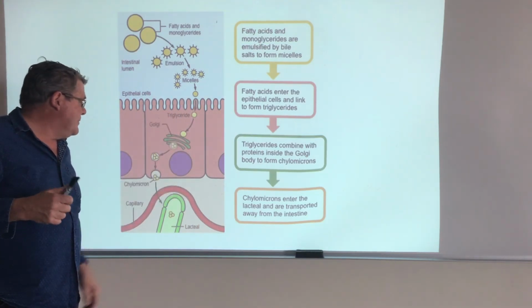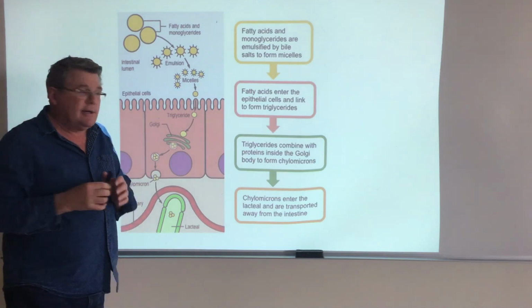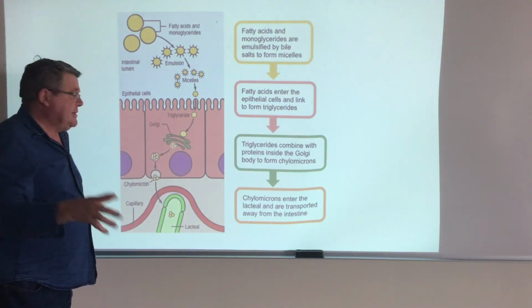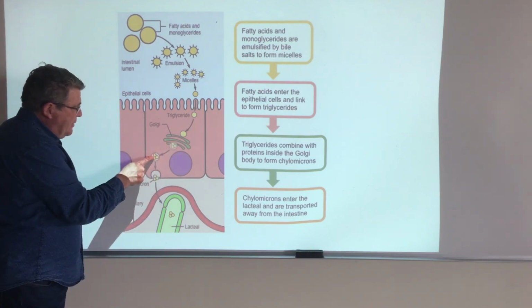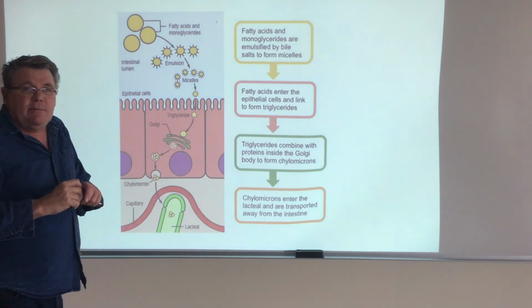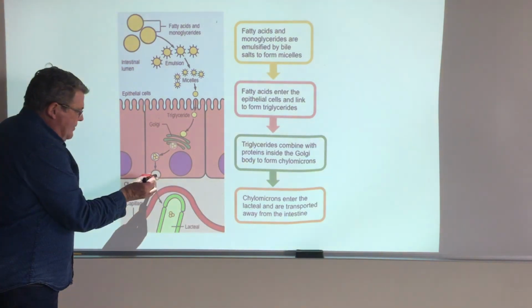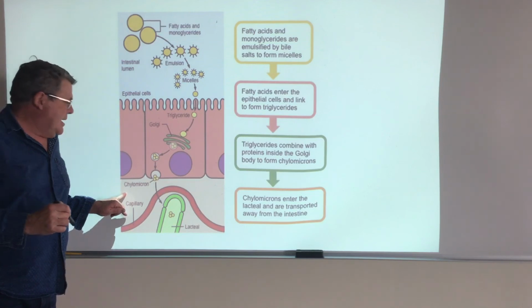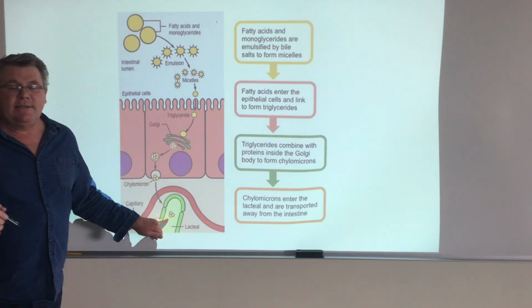Now they're pulled in, hey, look at that, there's that brush border. Instead of getting passed directly into the circulatory system, they run through the Golgi body, not important to know that, but they change their form. And they get surrounded by protein and they become even smaller. And then what we call chylomicrons are going to be dumped directly into the lacteal.